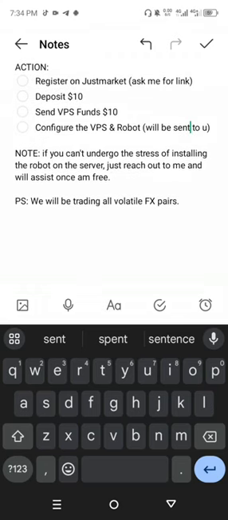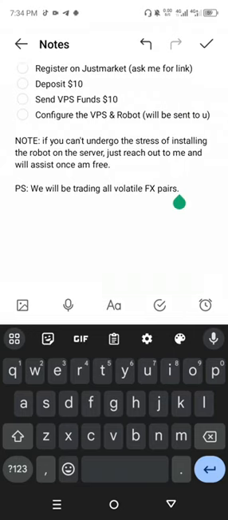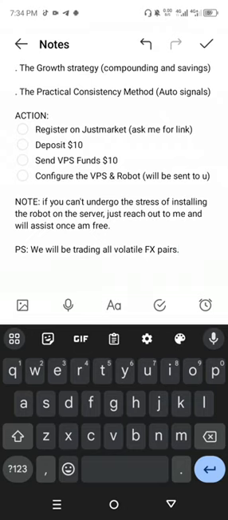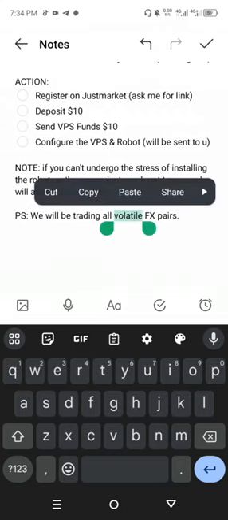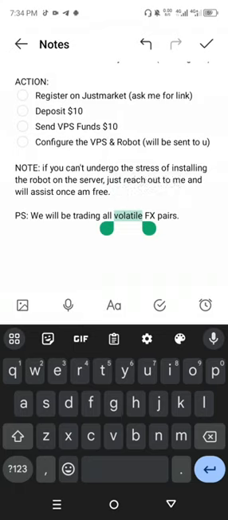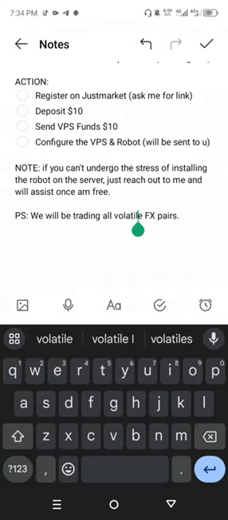And this is an extra note here: we will be trading all volatile FX markets. Just in case you're asking what forex pairs we are going to be trading, we'll be trading every single forex pair that is volatile, such as gold. We might also be looking at US30. Anything that is volatile, we are not afraid. We are ready to risk it. We are ready to move with the market trend on a higher time frame.